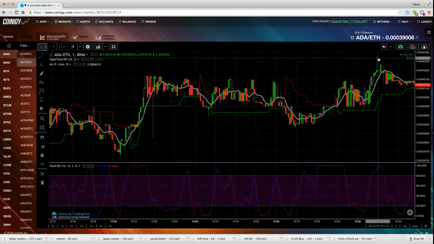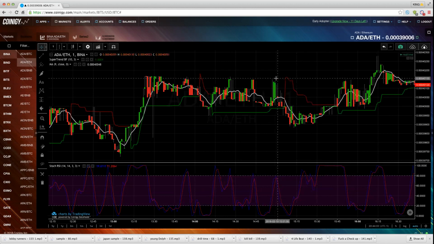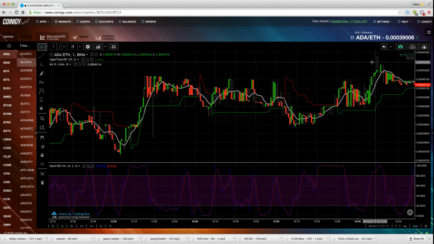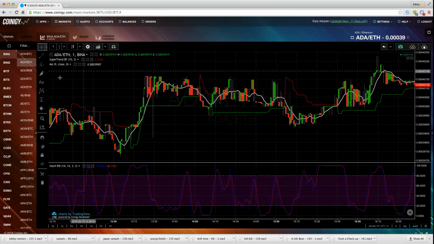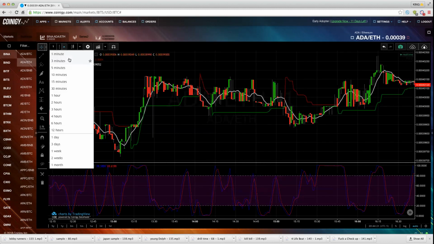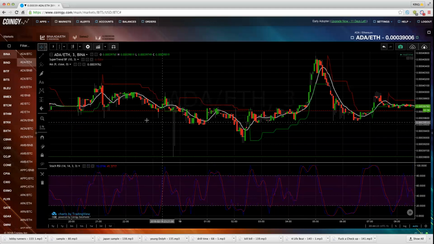You could have held that for a while. Right around here, I guess, would have been a good sell. If you got strong hands, could have held it around here. You got to remember this is the 1 minute chart. So the trend changes back and forth way more rapidly than any other expiry. Okay. 3 minute.